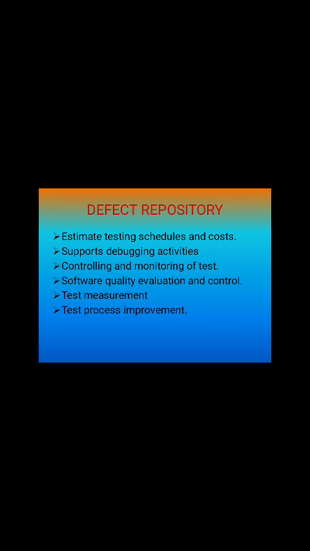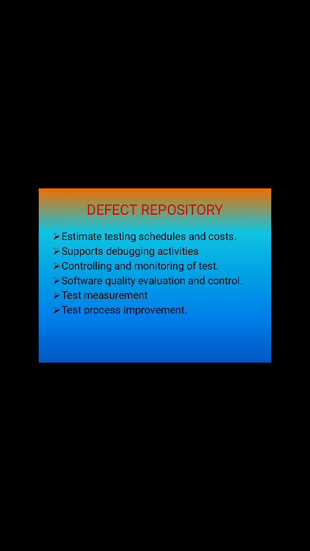Then the next one is the defect repository. Repository means you have to estimate testing schedules and cost, so you have to plan the estimation and the cost. Then debugging activities: what activities are to be done for your test cases. Then controlling and monitoring of tests. Then, fourth, software quality is a must for your test cases. Then measurement, meaning by what time you have to finish your testing. This is the fifth one. Then finally, test process improvement.